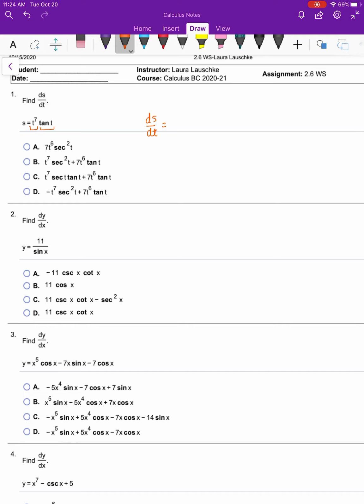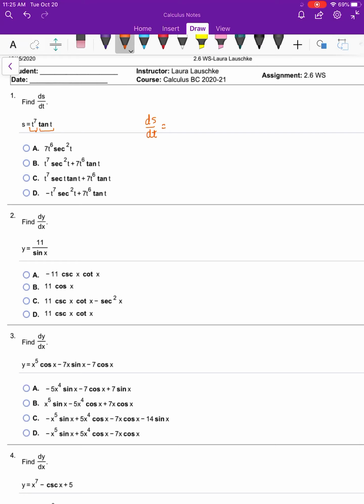So if I was asked to find ds dt, I know that that is taking the derivative of s with respect to t. And I notice that I have it in the form of an f of x times a g of x, right? And so what I'm going to do is use the product rule because I see that this is a product of two functions. So my product rule is take the first function and multiply it by the derivative of the second, plus take the second function and multiply it by the derivative of the first, and then simplify. So I've got t to the 7th times secant squared t plus 7t to the 6th times tangent t.